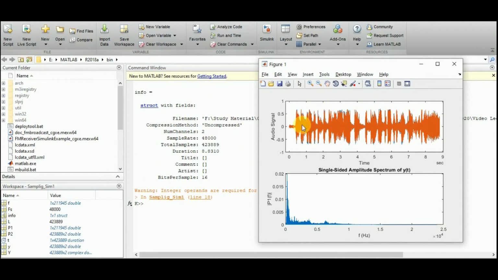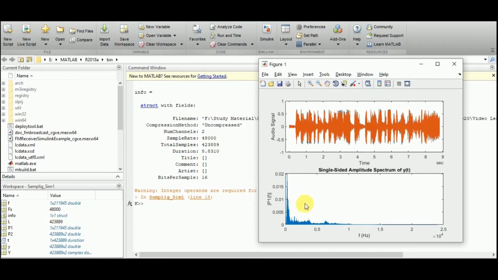Over here we have the time domain plot, which is roughly 9 seconds as mentioned over here in the duration, 8.83, and we have the total number of samples and the sample rate given here. Now the sample rate is set to 48000. For the sampling rate, observe that the single side spectrum is band limited to around 24 kilohertz. So as per the Nyquist criterion, the sampling rate is set to 48 kilohertz.